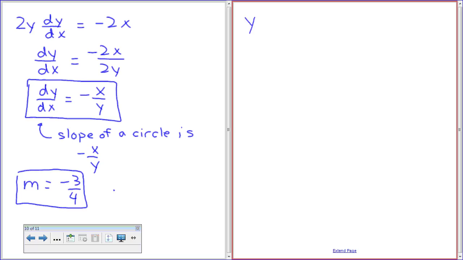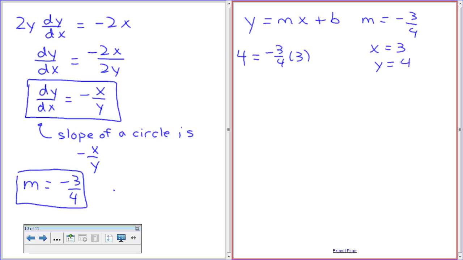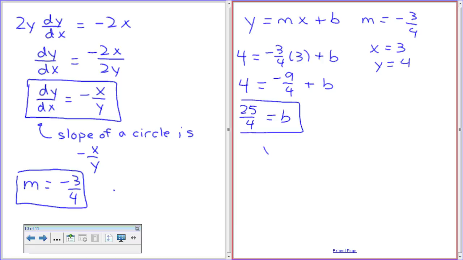So we're going to say y equals mx plus b, where m is negative 3/4, x is equal to 3, and y is equal to 4. So it's going to be 4 equals negative 3/4 times 3 plus b. 4 equals negative 9/4 plus b. 16 plus 9 is 25 over 4 equals b. Therefore, y equals negative 3/4 x plus 25 over 4 is the equation of the tangent.